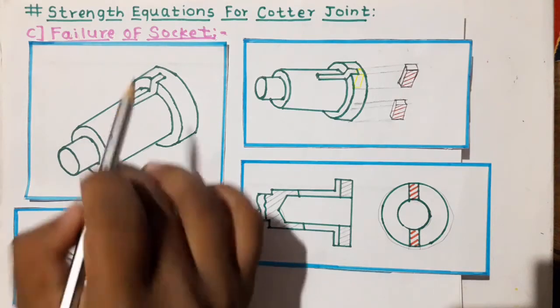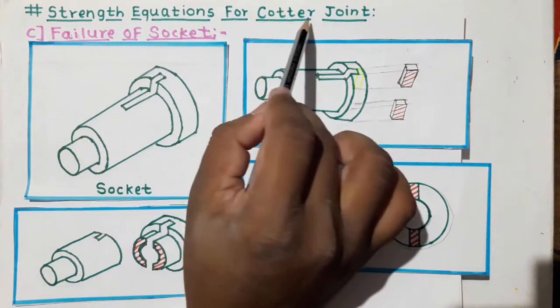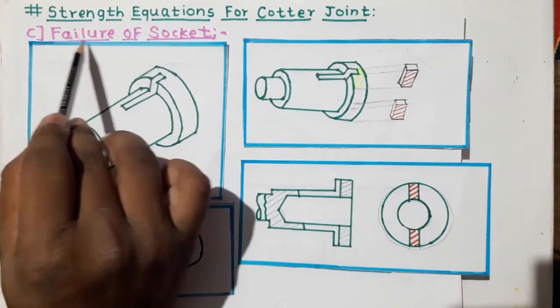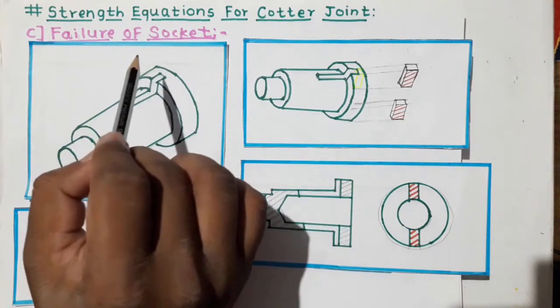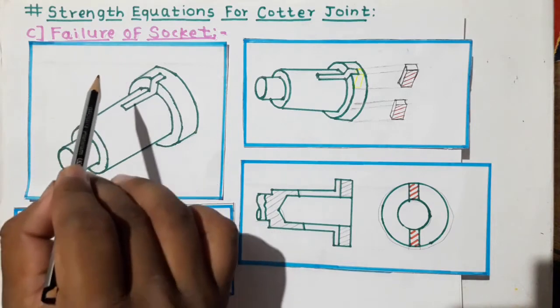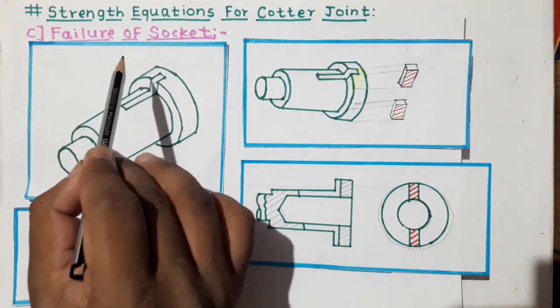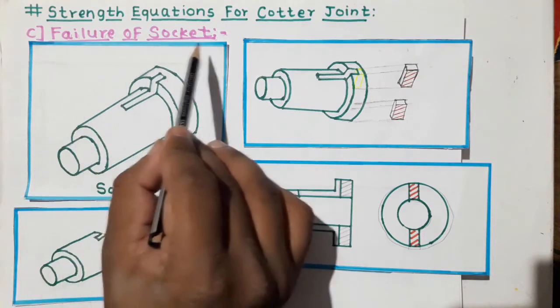In this lecture, I will continue with the strength equations for quarter joint, and this is part C, failure of socket. In the previous lecture, we have seen the failure of rod and failure of spigot, and now this is the failure of socket.